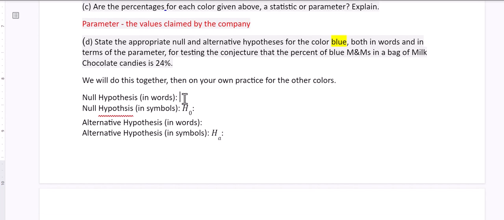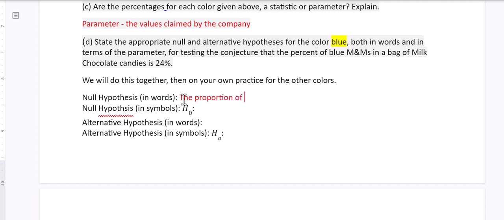In words, what will we say that the null hypothesis is? In the past, I have talked about how the null hypothesis is the by chance model. In this case, we're not really doing anything by chance, so it's a little bit different. Another way to identify the null hypothesis is that the null hypothesis is the claim. So in this case, the null hypothesis will be the claim that the company is making.